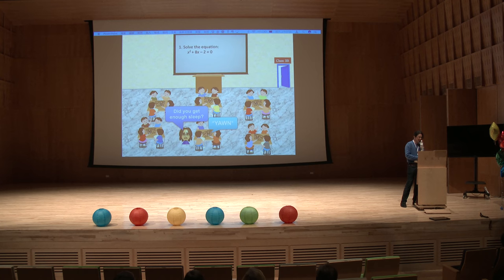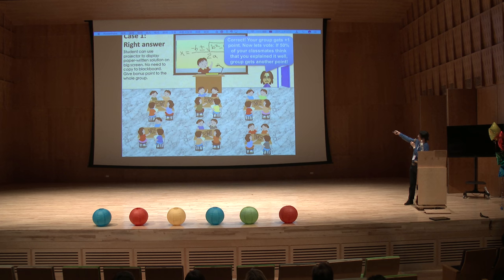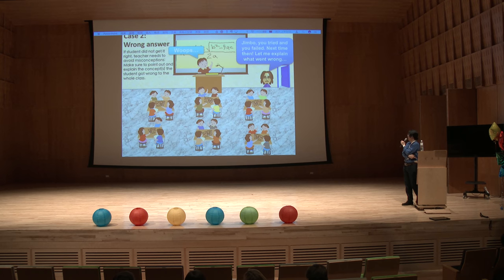Okay, so you keep doing this, and then when the time is up, you use a visualizer. Why is a visualizer very, very important? Because you don't want to waste other students' time while a student copies the answer to the board. So we use a visualizer, and we draw the student to answer the problem, okay? They show their answer with the visualizer right away, and then explain it. If they do it right, the whole group gets a bonus point for this, okay? And you can also try students' presentation. If a student presents the solution well, the group can get another bonus point, okay? And that's very helpful for students.